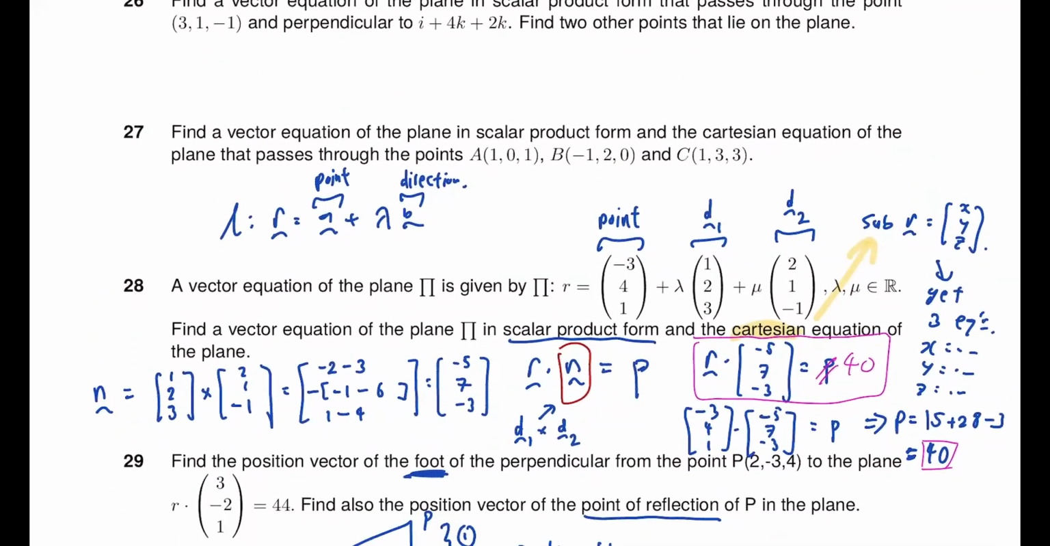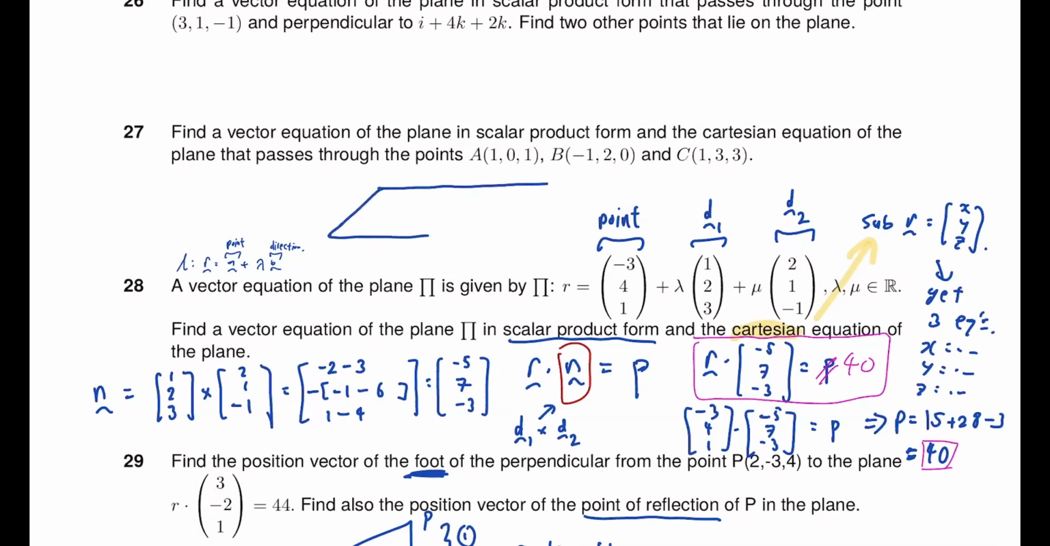Find a vector equation of the plane in scalar product form and Cartesian equation form of the plane that passes through the points A, B, and C. Okay, so here the key is to draw a picture. Draw a picture and you will understand. What is a direction vector? A direction vector is essentially a vector which is parallel to the plane. But here they already gave us 3 points which are actually on the plane. So can you construct two direction vectors for me?